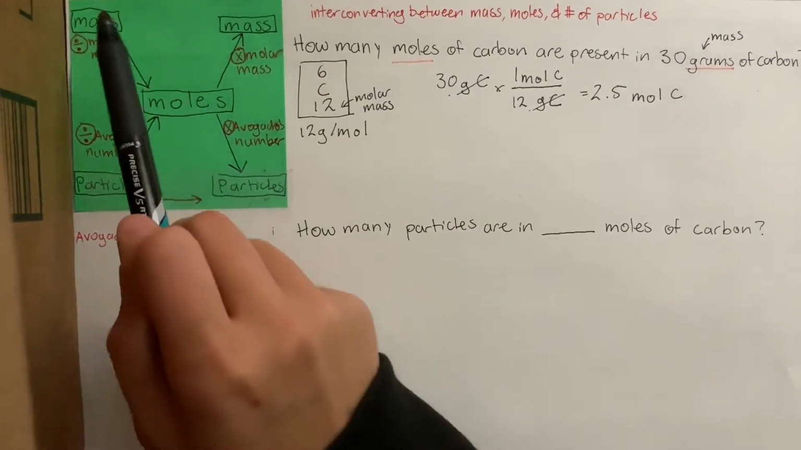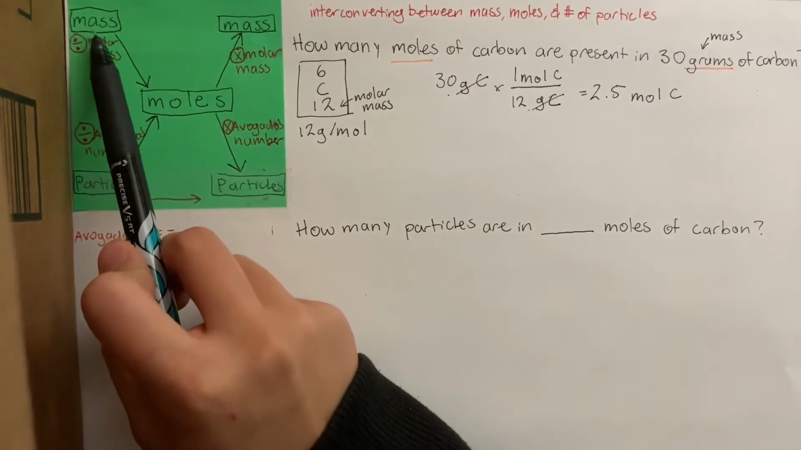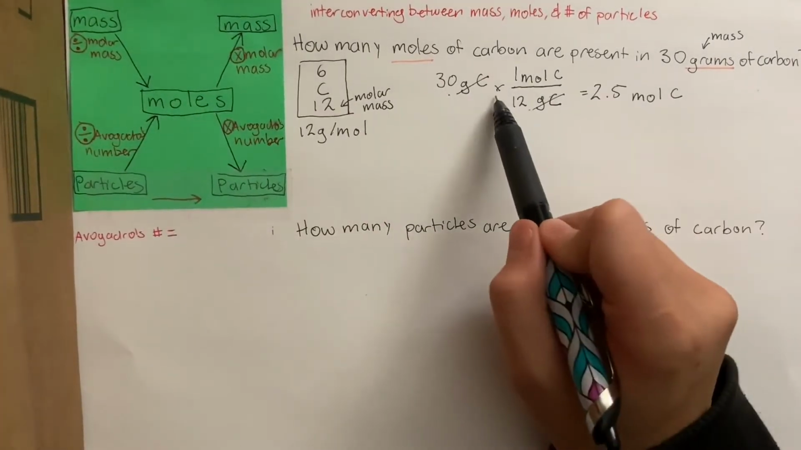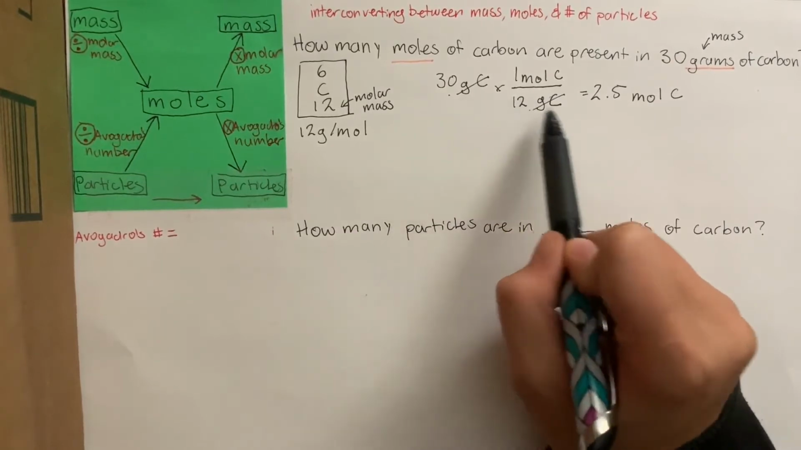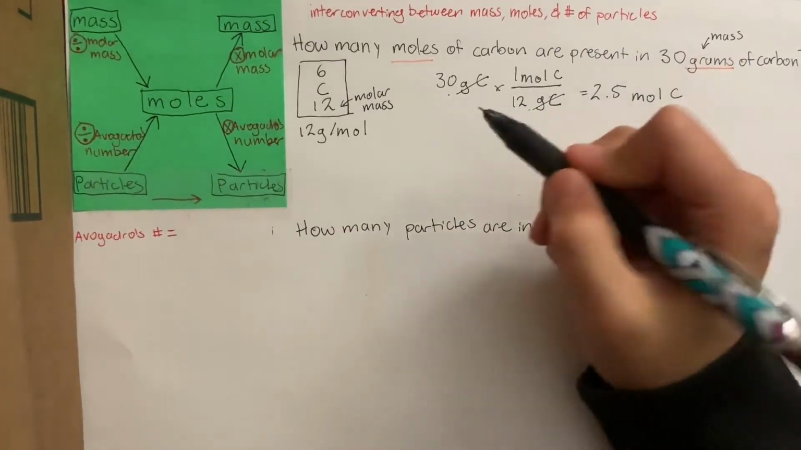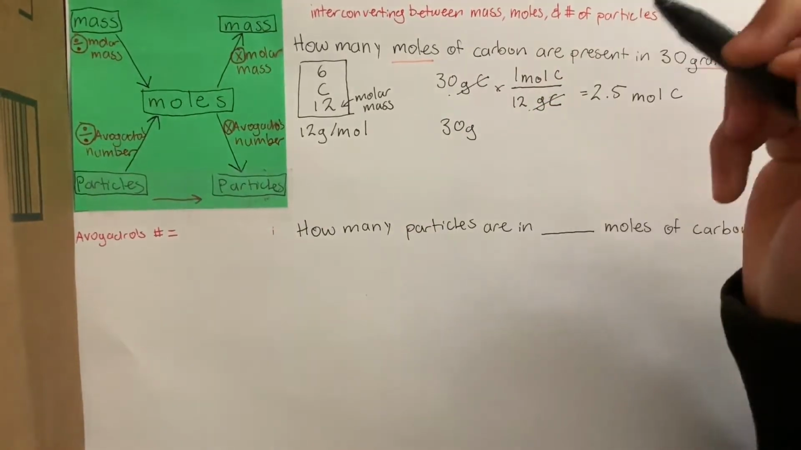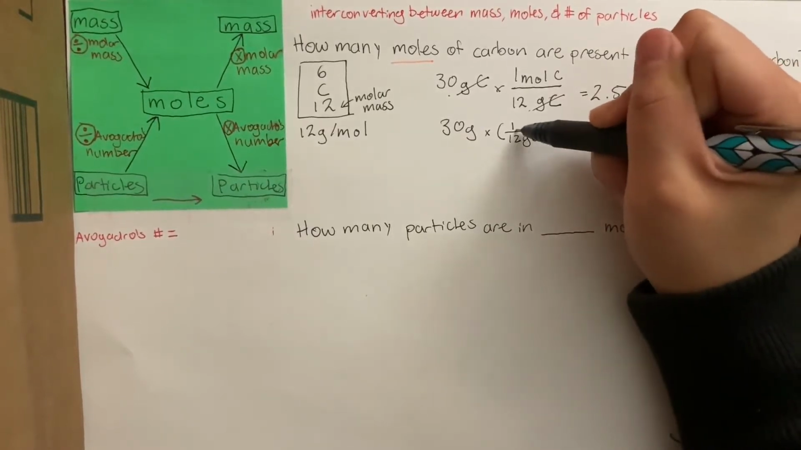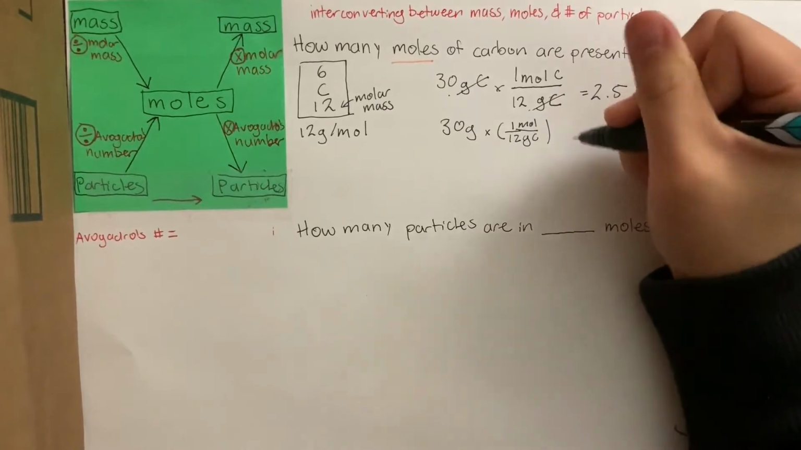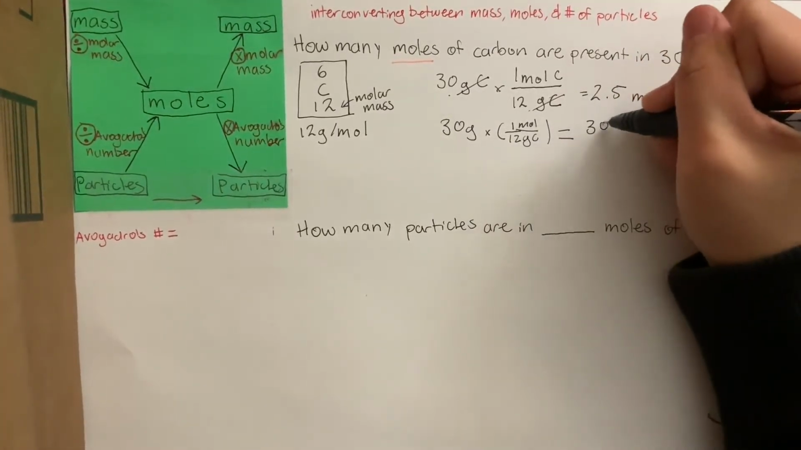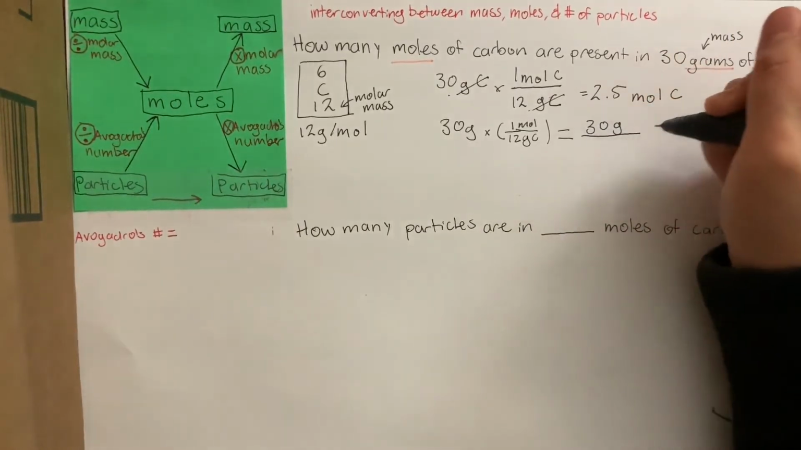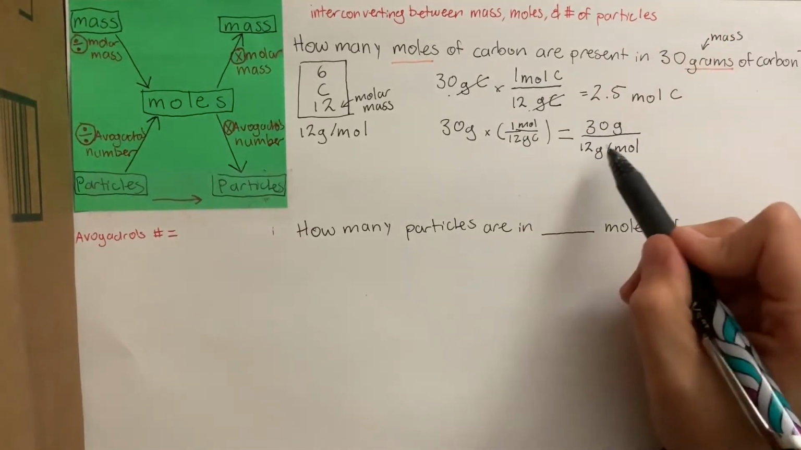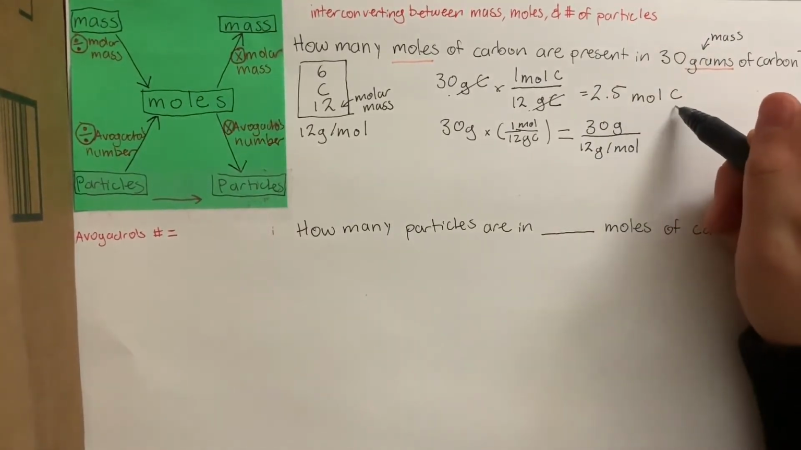And to check our work, we see that we were supposed to divide the mass by the molar mass to get moles. Although this seems like we're multiplying it, it's actually the same thing as dividing it. So multiplying 30 grams of carbon by 1 over 12 grams of carbon per 1 mole is the same thing as dividing 30 grams by the molar mass, which is 12 grams per mole. Both of these turn out to be 2.5 moles of carbon.